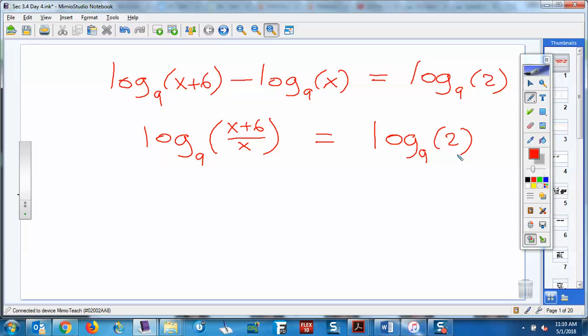Now, the other thing you could do is you could subtract that log over there. You could have done that in the beginning. We could have subtracted that log 2 over there, but I don't think there's really a need to do that. You could just leave it like this. Okay, so now what can you do?